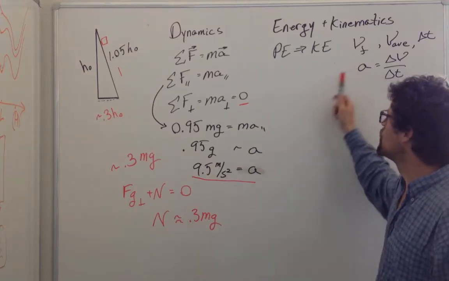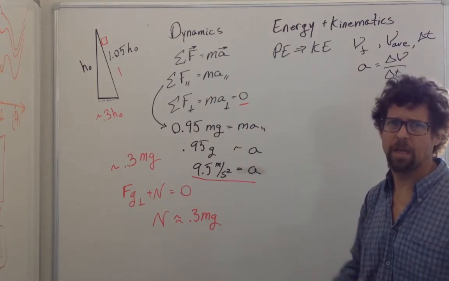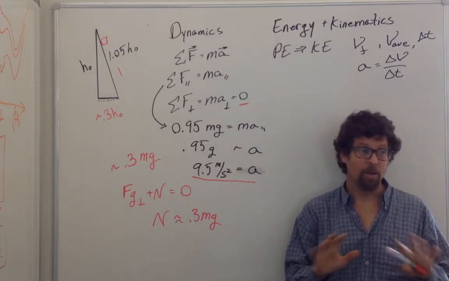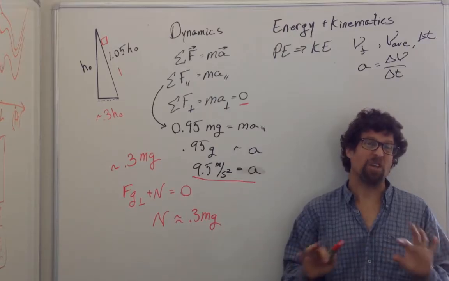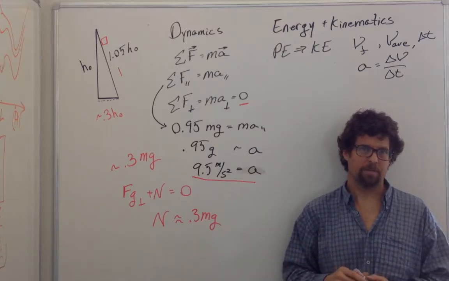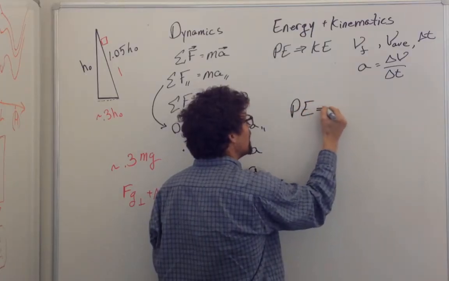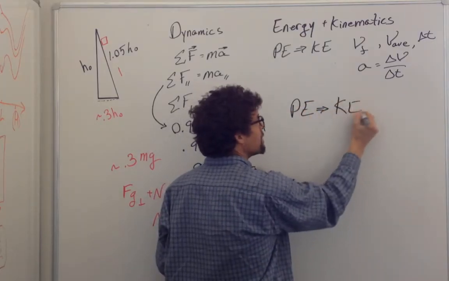Most of you agreed you didn't like this way. It was more work. So I asked you, what if we could use energy and no kinematics, and I could solve it in one line? Would you like that better? I say, look, the potential energy, it goes to kinetic energy of the block.